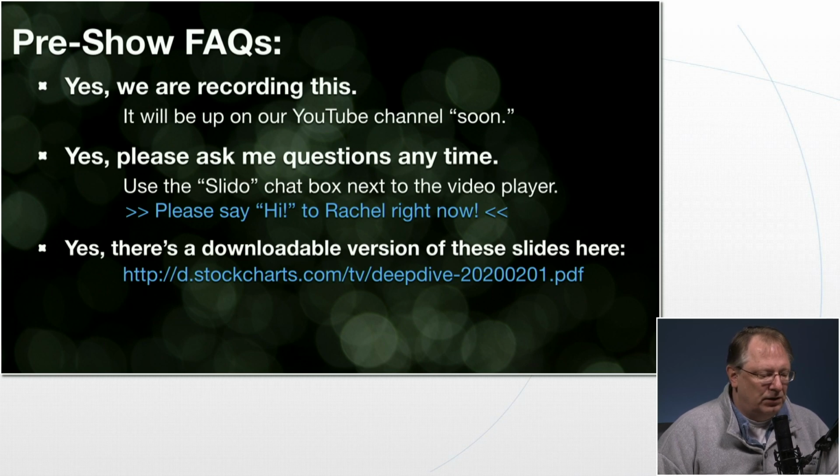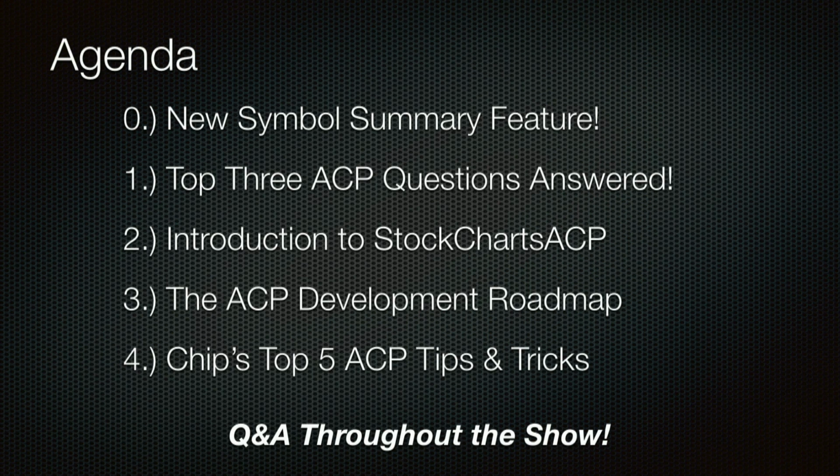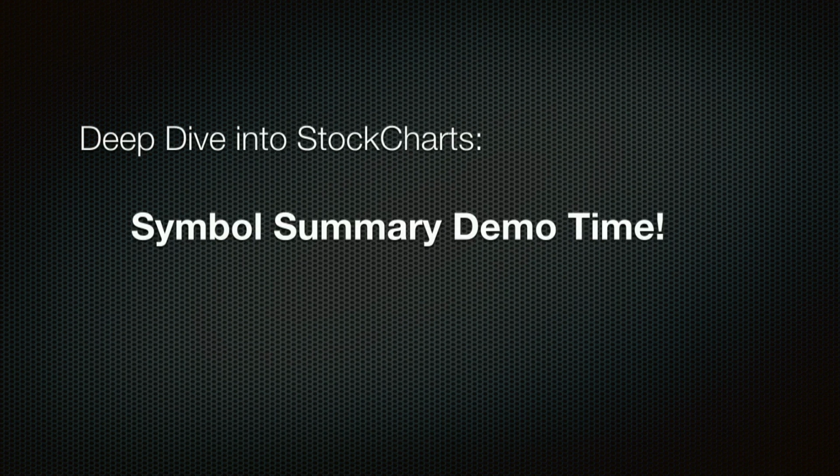All right, so with that, here's the agenda for today. We're going to talk about the symbol summary feature. That's what we're going to do first. And then we're going to get into ACP and all the different things. I've got a couple of different demos for you. Like I said, a big announcement at the end. I'm going to give you some tips and tricks towards the end as well. Again, ask Q&A throughout the show.